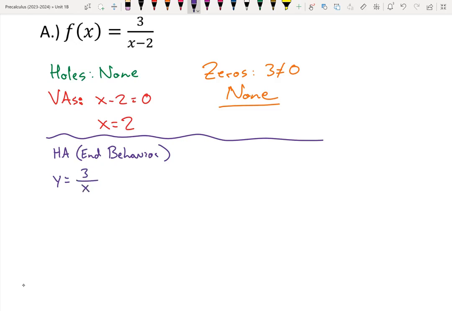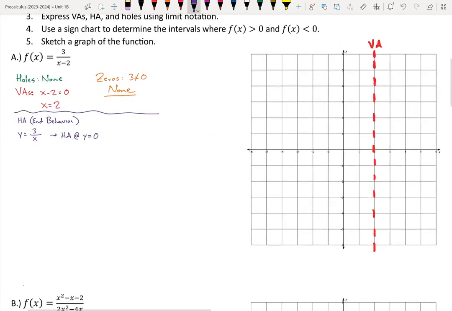So what does this mean? Do I have a horizontal asymptote? We just talked about this. What is our horizontal asymptote? At 0. As x gets very, very large, this is going to 0. This becomes a very small number as x gets very large. So our horizontal asymptote is at y equals 0. Let's go ahead and mark that on our graph. So at y equals 0, we have a nice horizontal line. That is our x-axis.